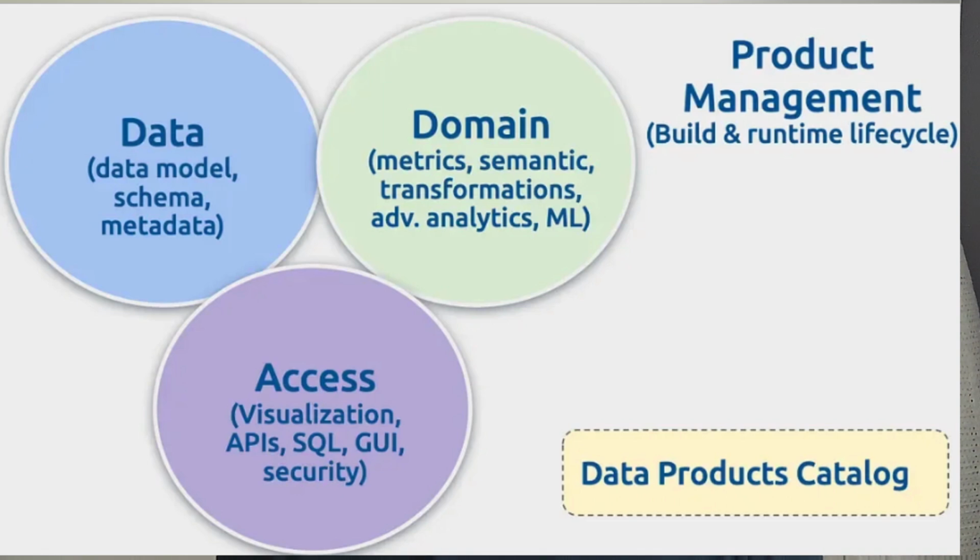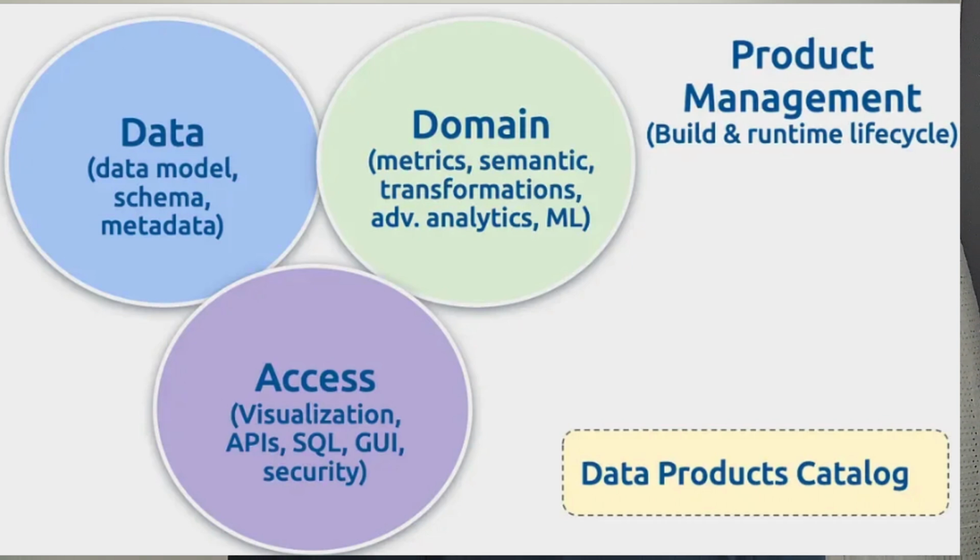The first part is that you have your data, which contains your data model or your tables, and along with that you have your schema and also the metadata. The next part is the domain. You define the domain, which means you have to define the metrics and the semantic transformations. The reason is that you have to ensure downstream teams are able to access your data and understand what this data set contains, even if they're not from, let's say, a tech background.